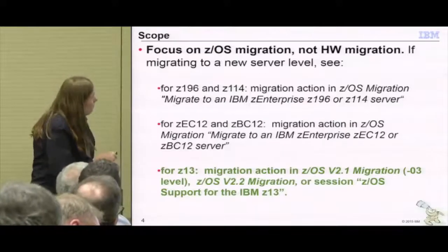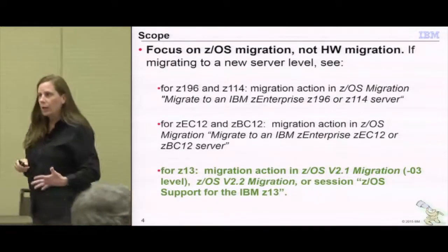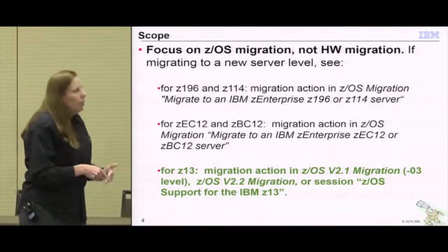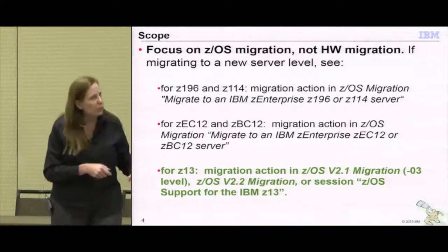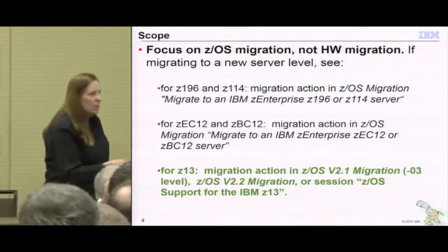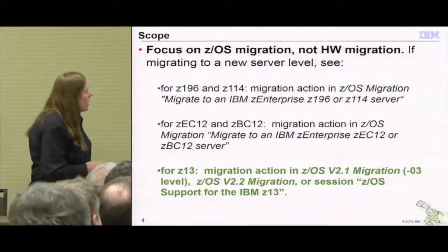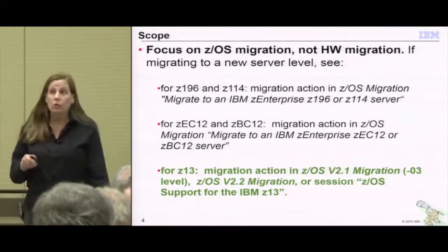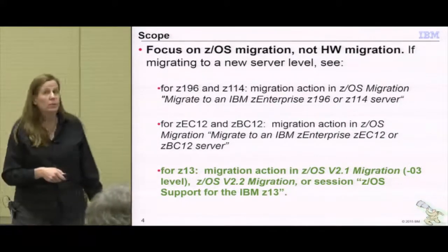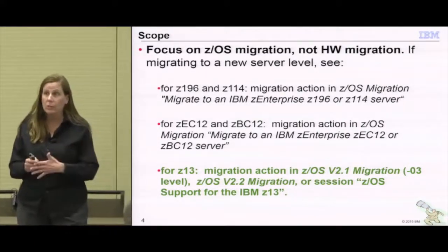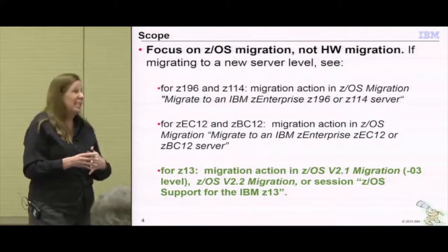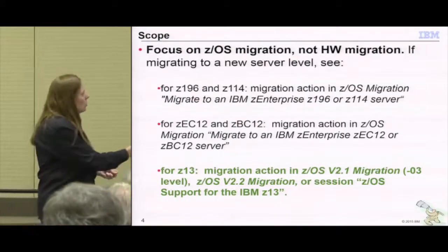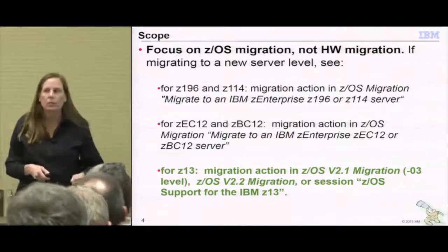Okay? So first of all, for the scope, I'm not going to talk about hardware migration information. If you're interested in going to a z13 server, you really need to look in the migration book. The level of the book you'll need is at least the -03 level, if not higher than that. Or you can attend the session, which I think has already happened at SHARE here, which was the z/OS support for the z13 as well. So I'm not going to talk about hardware positioning. I've only got 2 hours, and I need to take all of it up with the operating system itself. Okay? Oh, is it tomorrow? OK, so Greg's going to give z/OS support for the IBM z13 tomorrow. Okay.